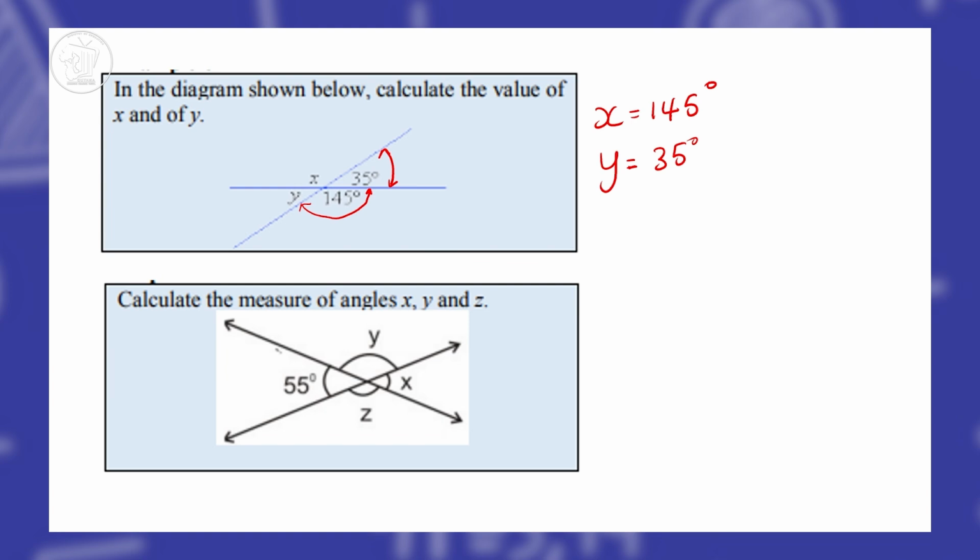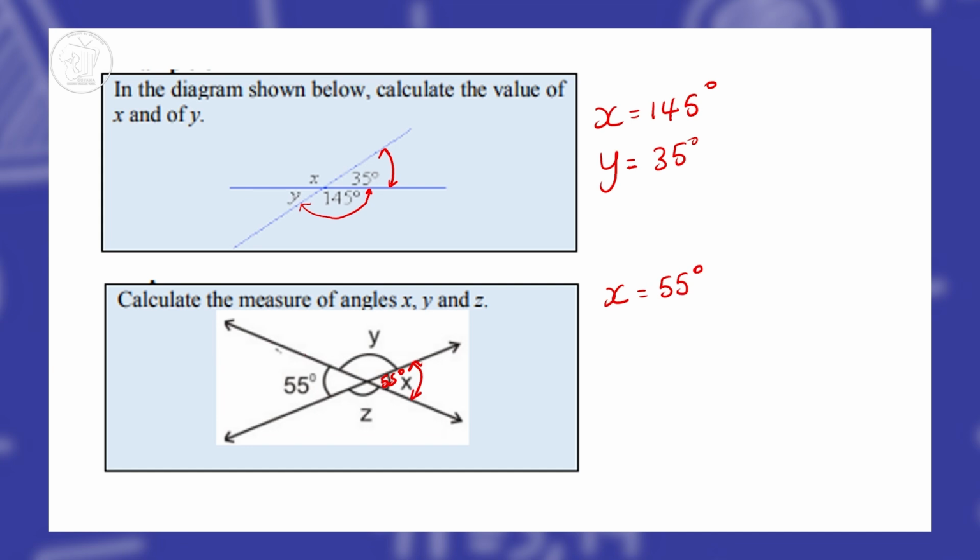Now let's look at another example. This one says, calculate the measure of angles X, Y, and Z. First of all, let's calculate the value of angle X. So we see angle X, once again, we have two straight lines intersecting each other, so we should have some vertically opposite angles. So if this angle is 55, the angle vertically opposite to that, which is angle X, will also be 55 degrees.